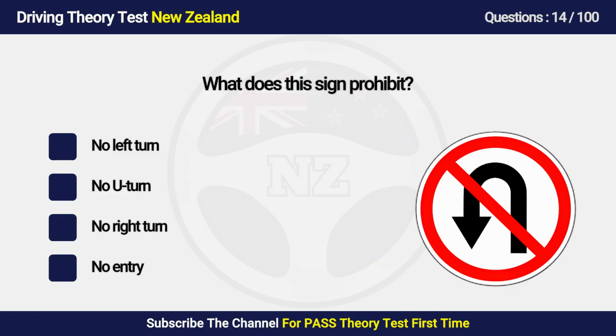Question 14. What does this sign prohibit? A. No left turn. B. No U-turn. C. No right turn. D. No entry.